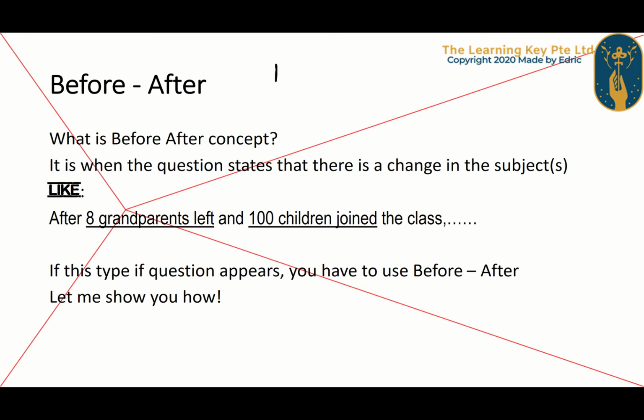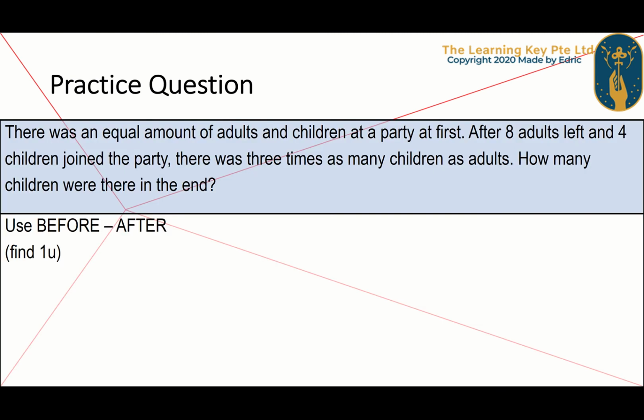What is the before after concept? When the question states that there is a change in the subjects, like after 8 grandparents left and 100 children joined the class, you have to use before after, but sometimes you can also use type 1. Okay, so there was an equal amount of adults and children at the party at first. After 8 adults left and 4 children joined the party, there were 3 times as many children as adults. How many children were there in the end?